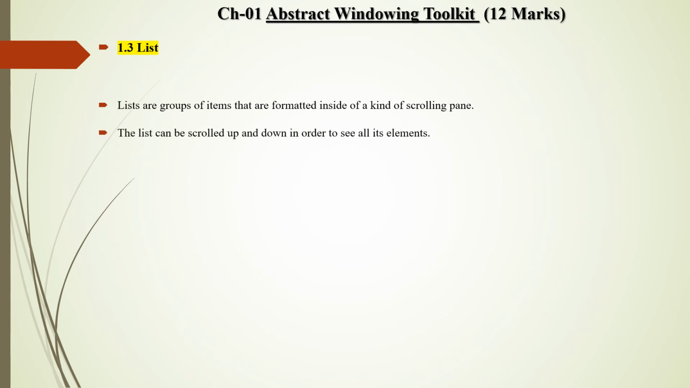Next component is List. So a list is a group of items that are displayed inside a kind of scrolling pane. The list can be scrolled up and down in order to see all its elements. So List is a component similar to Choice, but the difference is that in Choice we can select only one option. In List we can select a single option and multiple options are also possible.